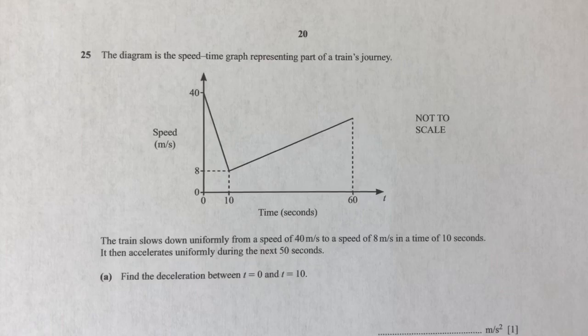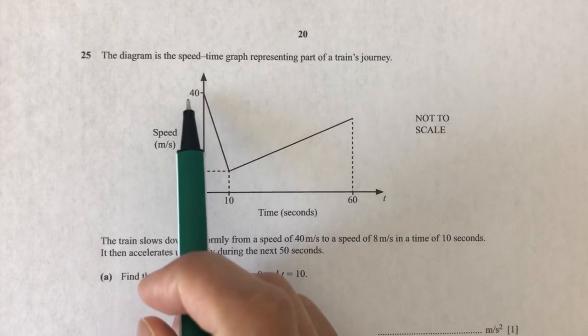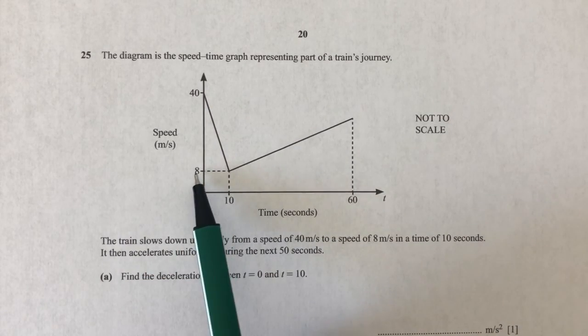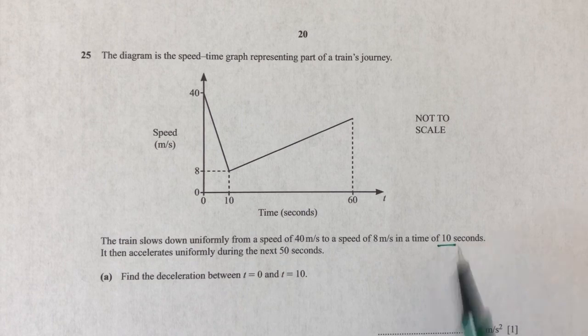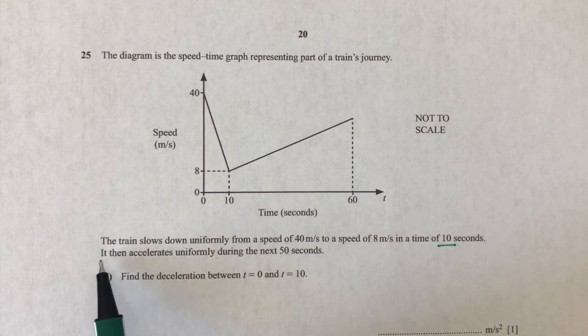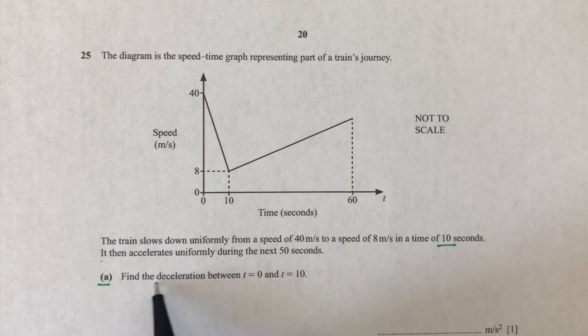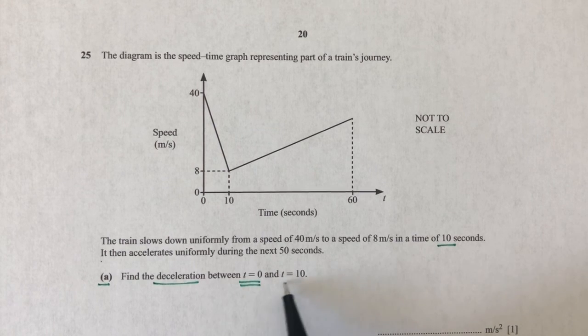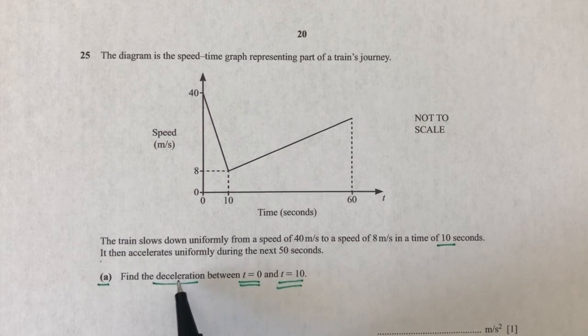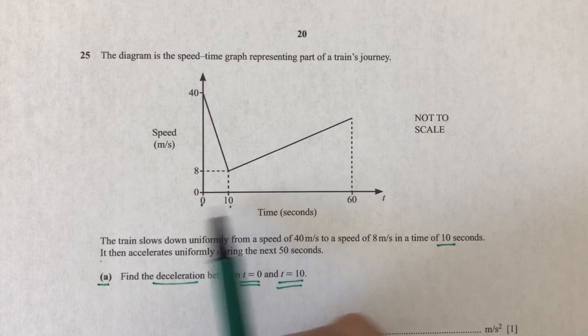Question number 25. The diagram is a speed-time graph representing parts of a train's journey. The train slows down uniformly from a speed of 40 m/s to a speed of 8 meters per second in a time of 10 seconds. It then accelerates uniformly during the next 50 seconds. Part A. Find the deceleration between time equal to 0 and time equal to 10.